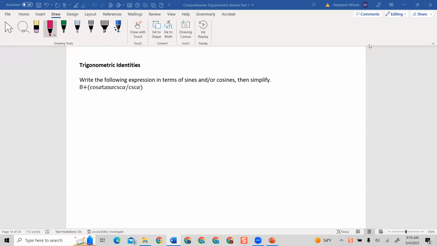Trigonometric identities. This first example says, write the following expression in terms of sines and cosines and simplify. Okay, so I'm going to just rewrite this a little bit neater. So this would actually look like 8 plus cosine of alpha times tangent of alpha cosecant of alpha, all divided by cosecant of alpha.